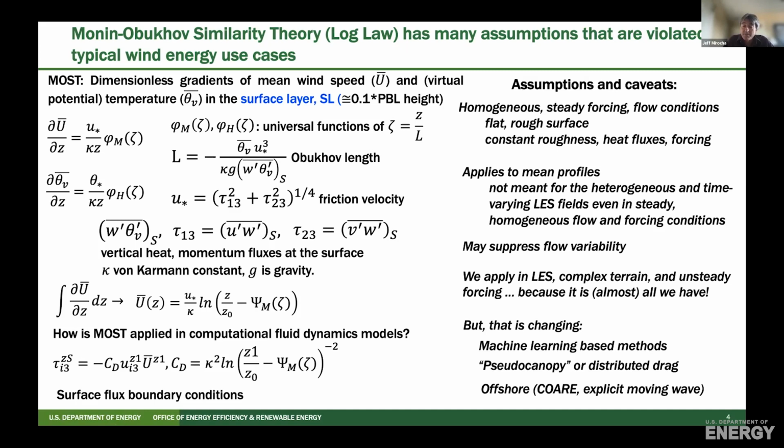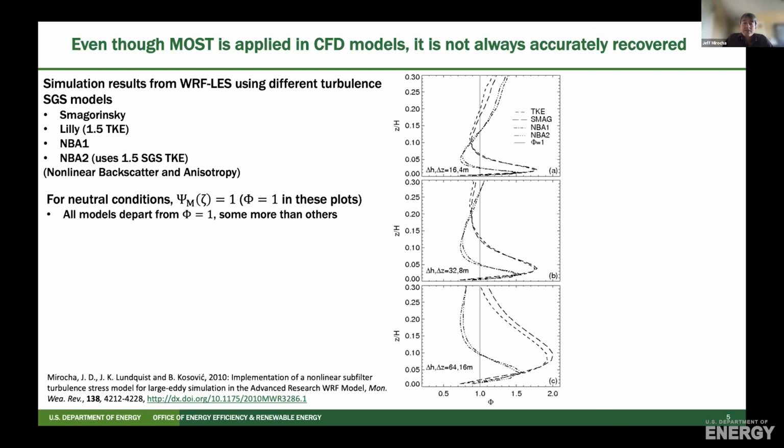And of course, there's lots of new stuff coming up in the offshore environment that will move away from Monin-Obukhov, use other bulk formulations, or perhaps explicit moving waves. I'm not going to talk much about those, but the future is going to move beyond MOST slowly but surely, and we're trying to push the envelope on a couple of these fronts in this project. So I want to show a couple of results of past work showing where some of the issues lie in MOST when it's applied in CFD models. And one of those is that it doesn't always accurately recover the boundary condition that you're trying to impose.